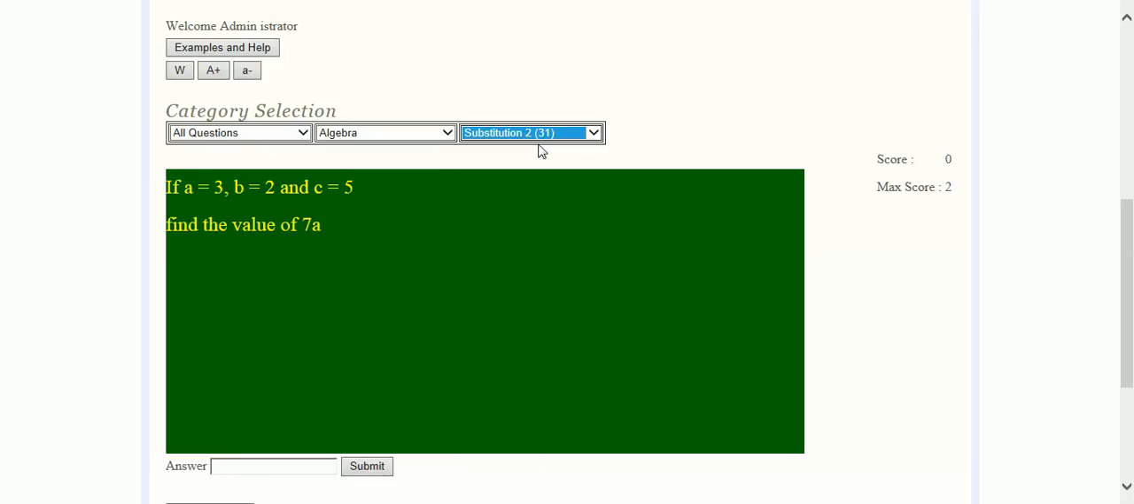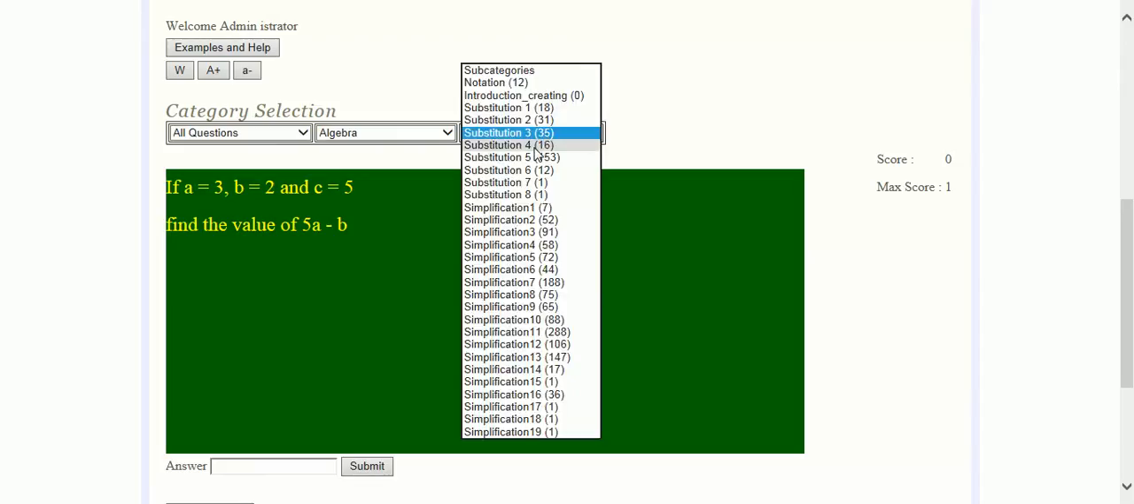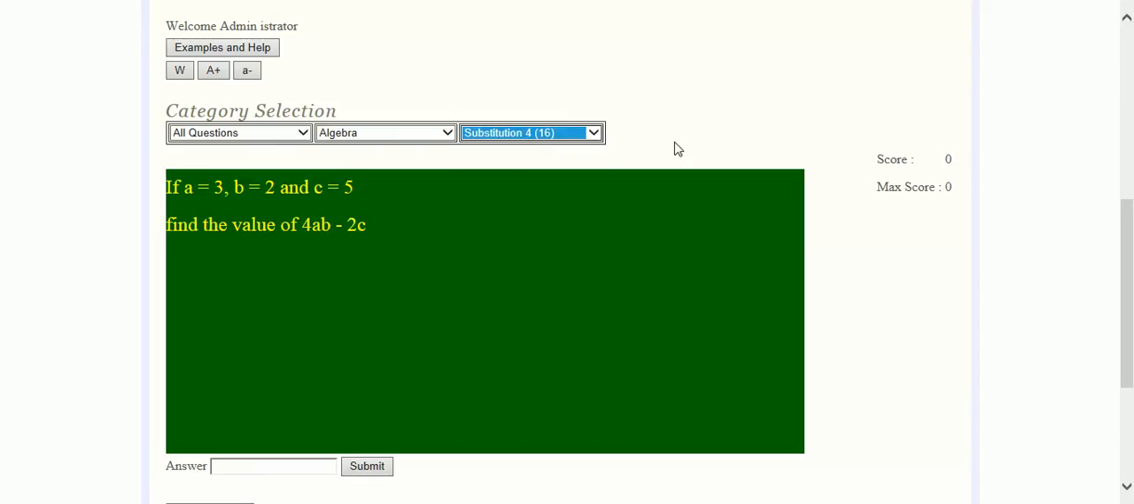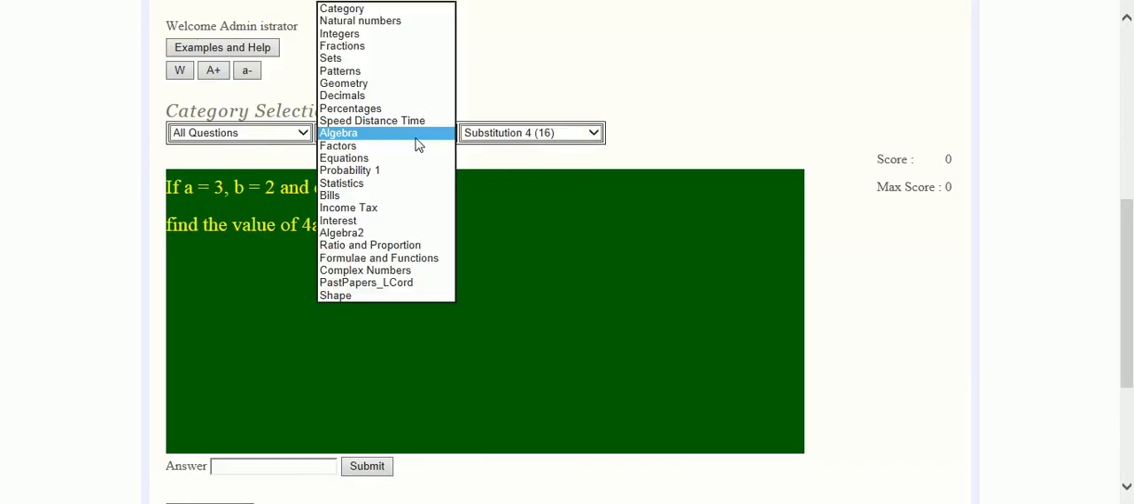Then we move on to substitution 2. Slightly more difficult. It asks you for a combination of algebra and how to solve that. Then you move on to the next section. A combination of algebra but using subtraction as well. More subtraction and more algebra, and more complicated information goes on as we go along through this. So let's have a look at equations.